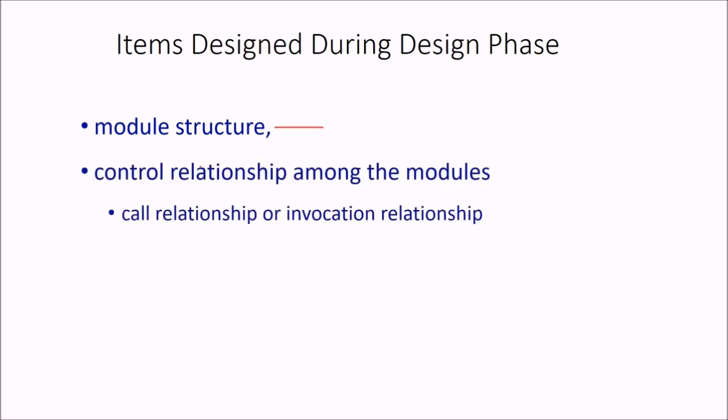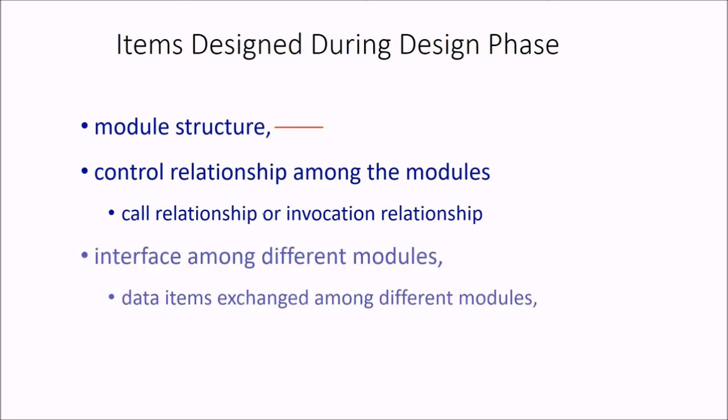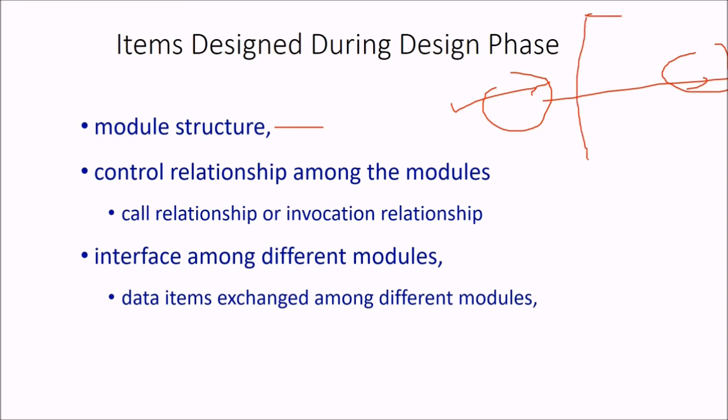What are the items designed during the design phase? First, you will prepare the module structure. Then you have the control relationship among the modules, that is, the invoke relationship or call relationship. Then the interface among different modules. So we are talking about various modules: what will be the structure of each module, the control relationship among these modules, and the interface among these modules, that is, the data items which are going to be exchanged.